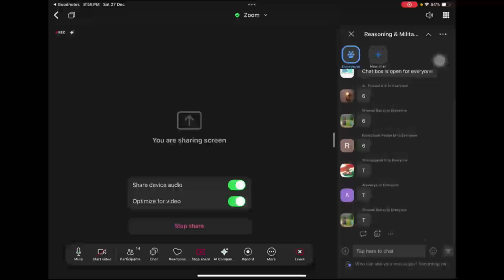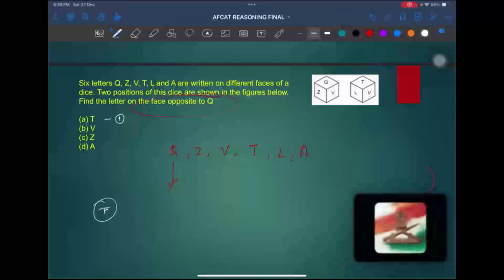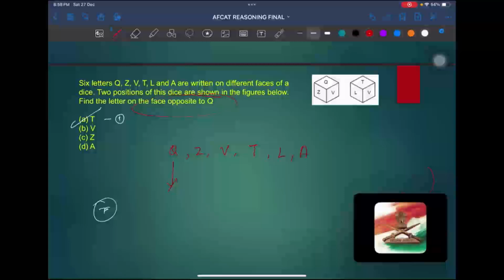Sheetal. Okay, and the answer is T. I'll just solve it in a faster way. You just need to find the common letters. What is the common letter between these two dice? Since they have given only two dice, we just need to find a common letter.